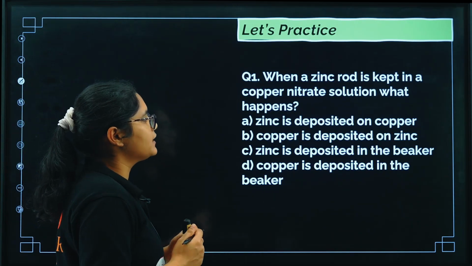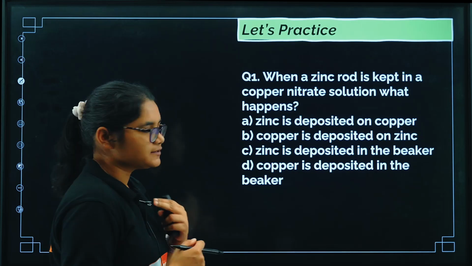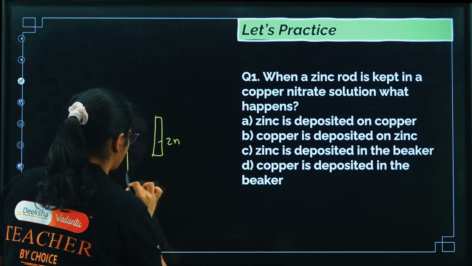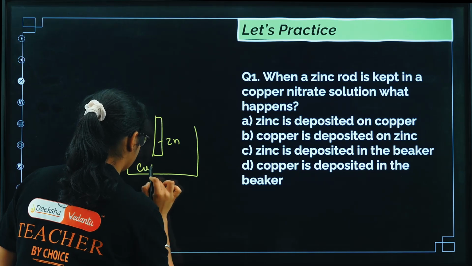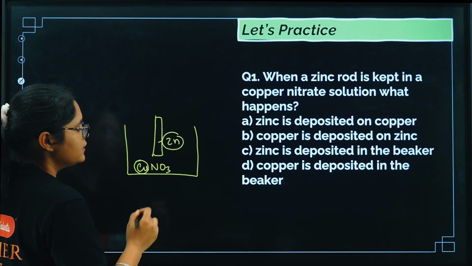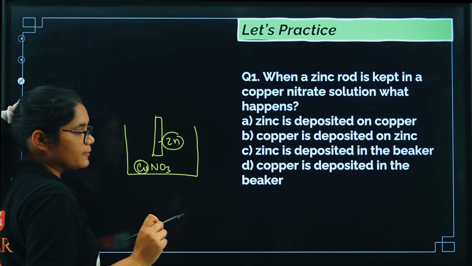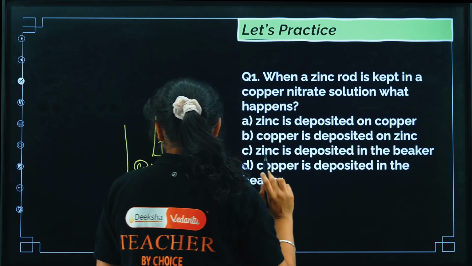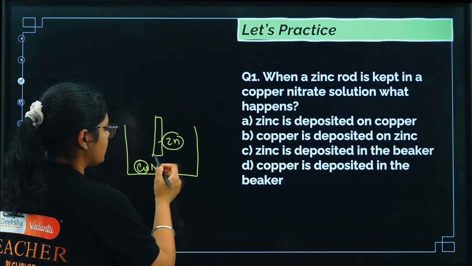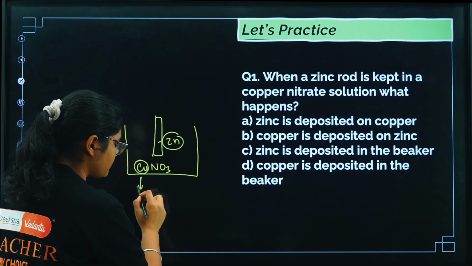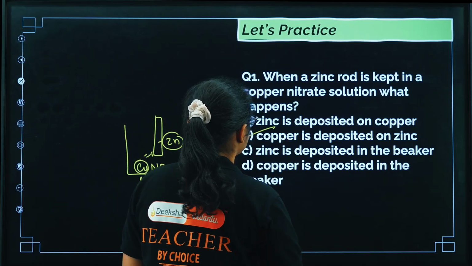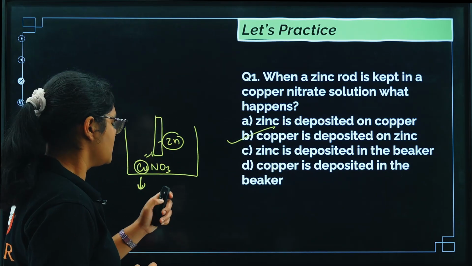When zinc is kept in a copper nitrate solution, what happens? This is from the displacement reaction. Zinc is there, and you have copper nitrate solution. Zinc can displace copper from the solution, so zinc nitrate solution will form. Copper is deposited on the zinc, so zinc nitrate will form and copper will form a precipitate and get deposited on the rod itself. So option number B is correct here.